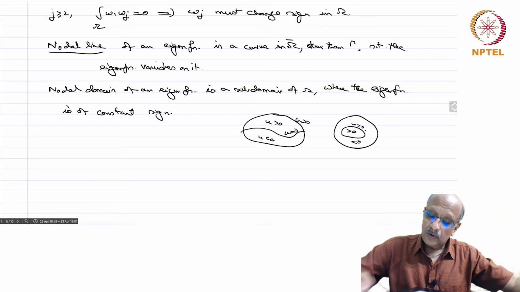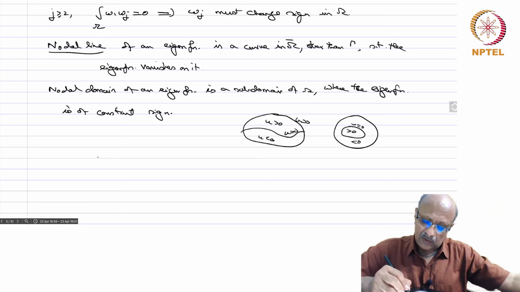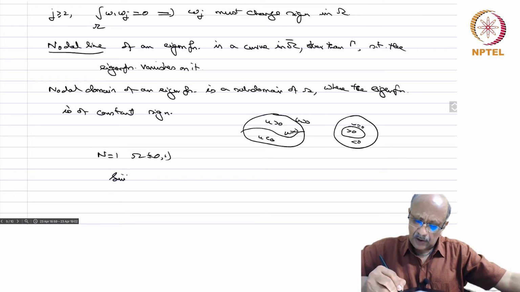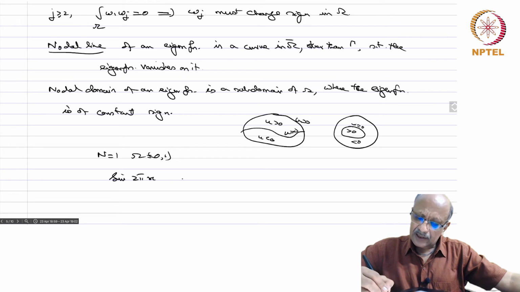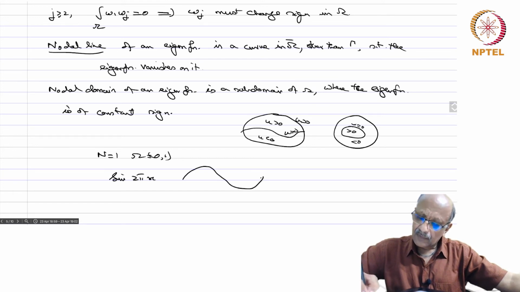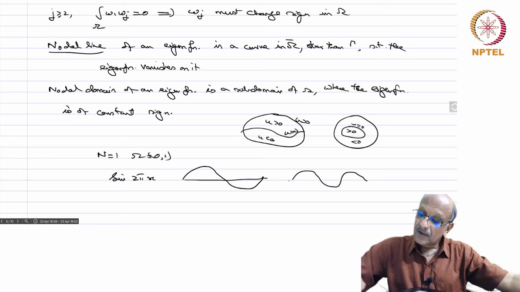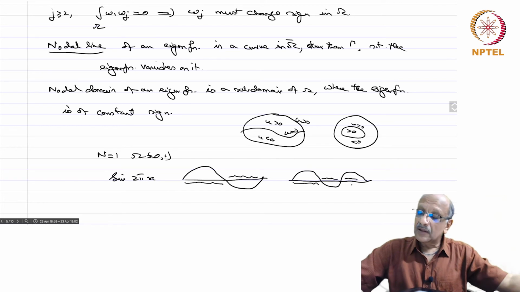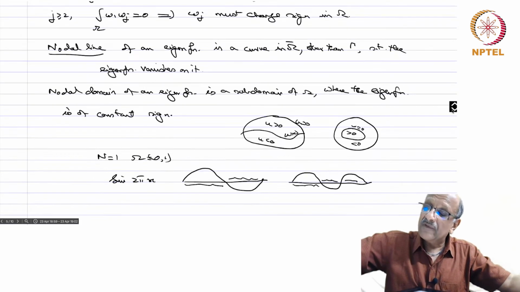So, you could have many nodal domains. So, if you take n equals 1, omega equals (0,1), and take sine 2 pi x, then it will be like this, sine 3 pi x will be like this, and so on. So, these are all nodal domains, this is a nodal domain, this is a nodal domain, and so on. So, now we have a very beautiful theorem.